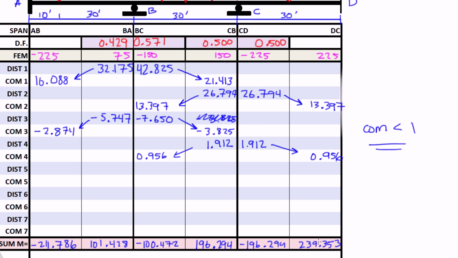In the next video, we'll figure out what the direct, auxiliary, and total shears are to get our final reactions at A, B, and C. All right, so see you then.